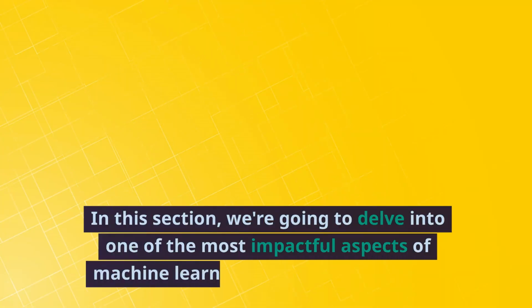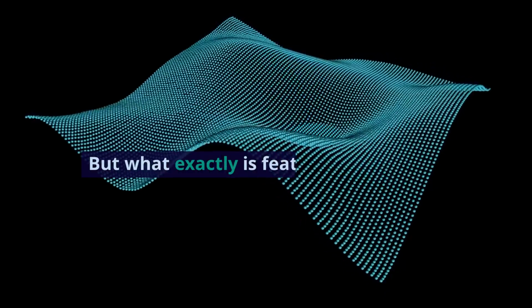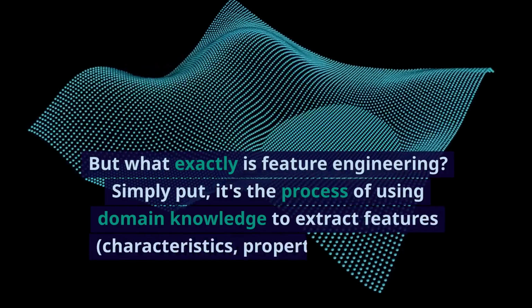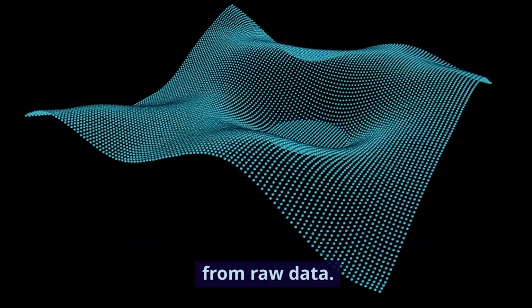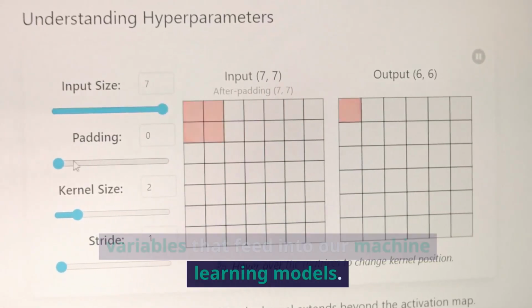In this section, we're going to delve into one of the most impactful aspects of machine learning: feature engineering. But what exactly is feature engineering? Simply put, it's the process of using domain knowledge to extract features, characteristics, properties, attributes from raw data. These features become the input variables that feed into our machine learning models.